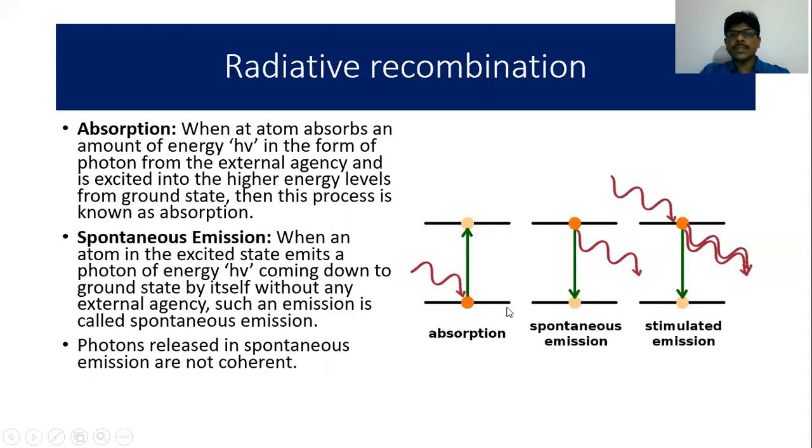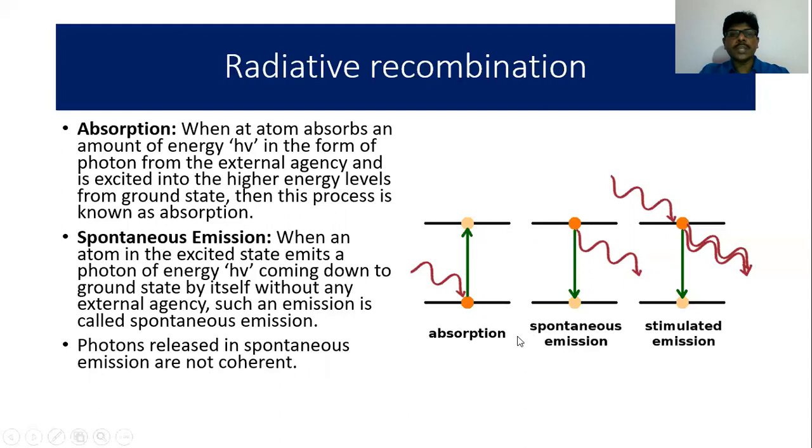Initially, say the atom is in the ground state. It will absorb energy from an external source and go to a higher state. It can go to any of the higher states over here. Here we have seen only one higher state, but there are n number of higher states. Which higher state will it go to? It depends upon the amount of energy it has absorbed.